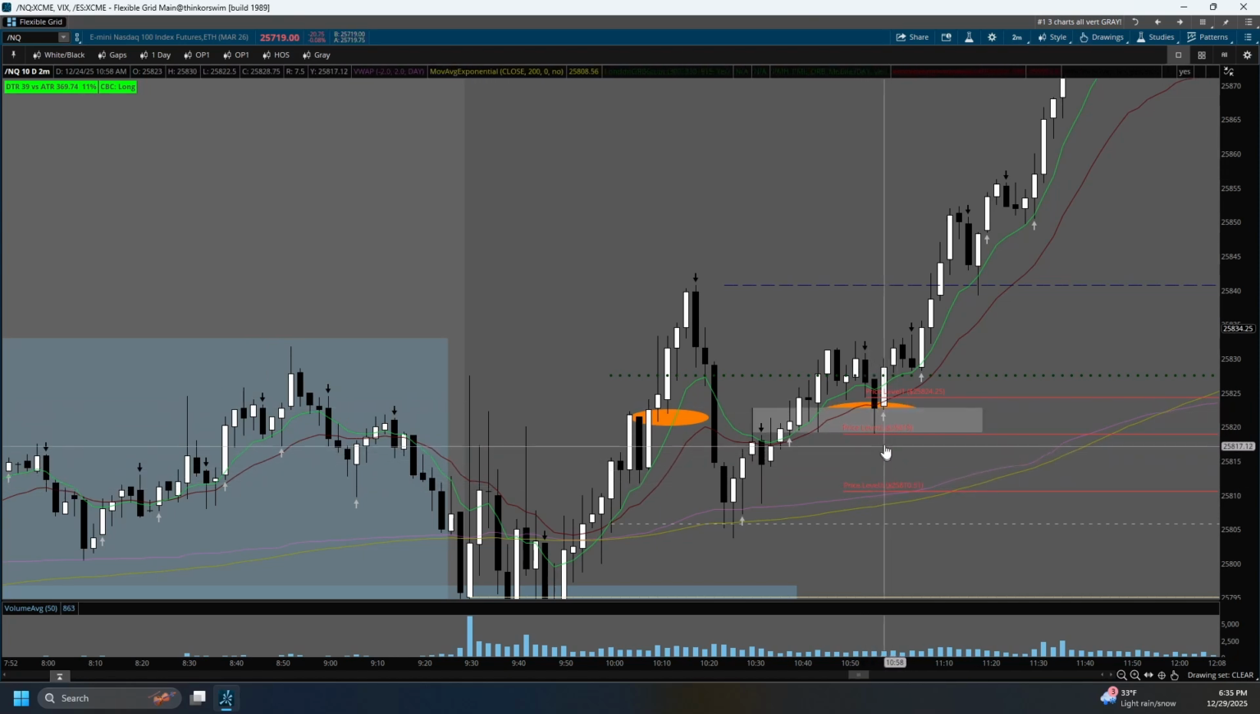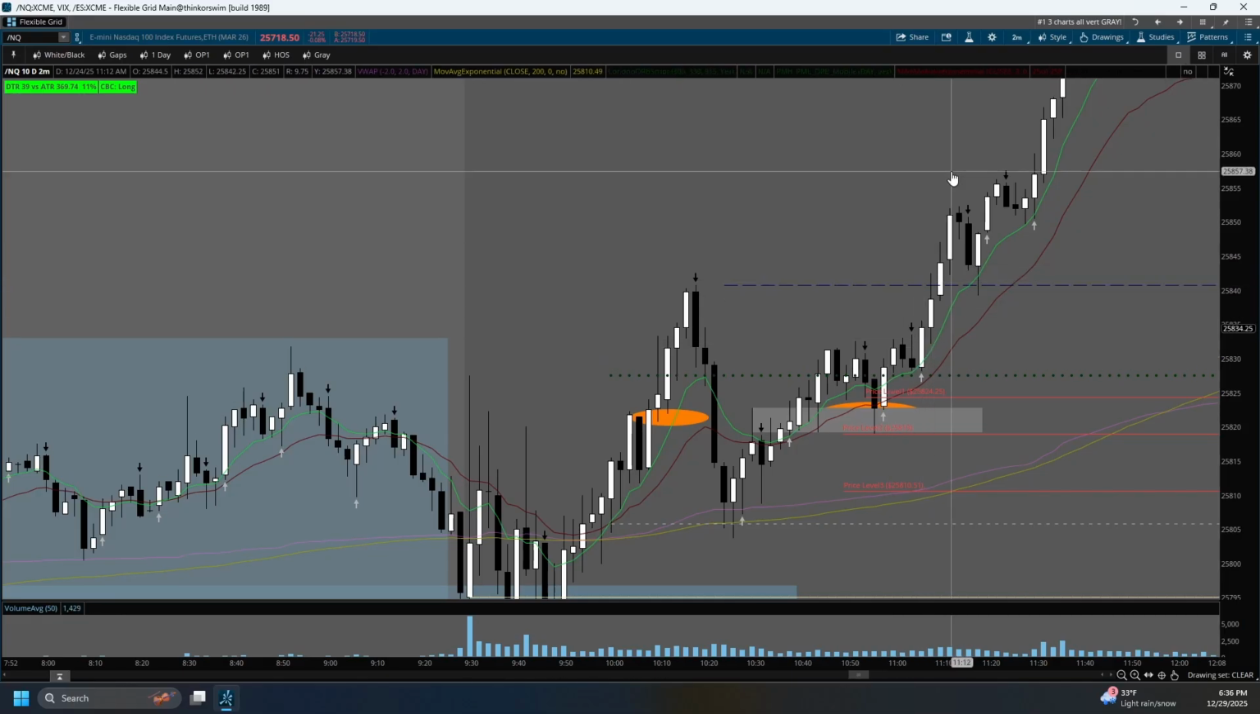But this is so great because the risk is so low. And from this entry at 24, where do we get 15 points? We get 15 points like right up here. So you're in 2, 4, 6, 8, 10, you're in 12 minutes. This is a long one. This one took a little while to actually pan out.